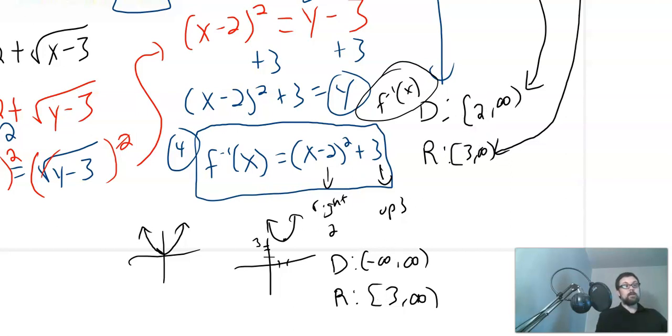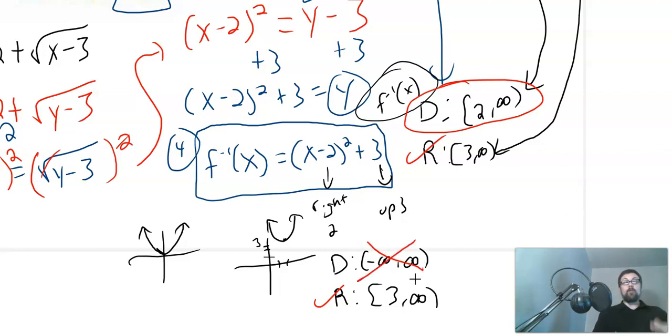So notice the range actually is fine. It matches up. It became what it was supposed to become. But the domain didn't. We needed the domain to be 2 to infinity, but for this function, the domain by default would be negative infinity to infinity. So what we have to do is step in and override the domain. We have to, what I think the technical mathematical term for it is, restrict the domain.